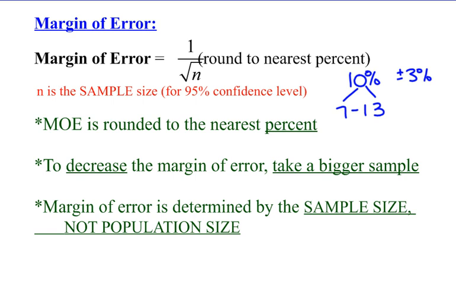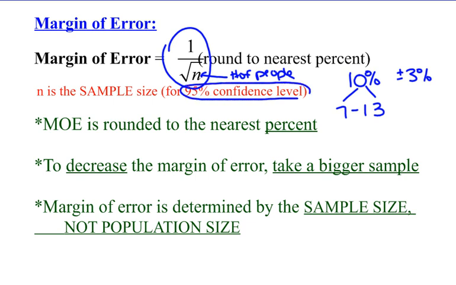Now, to find the margin of error, we would take 1 divided by the square root of n. Remember, n is the number of people surveyed, the sample size. Then we round it to the nearest percent. This is for a 95% confidence level. There are different confidence levels. 95 is the most common, so that's the one we're going to talk about.